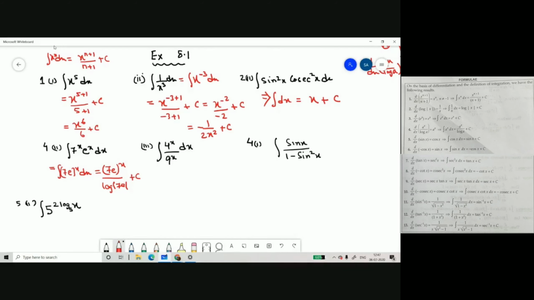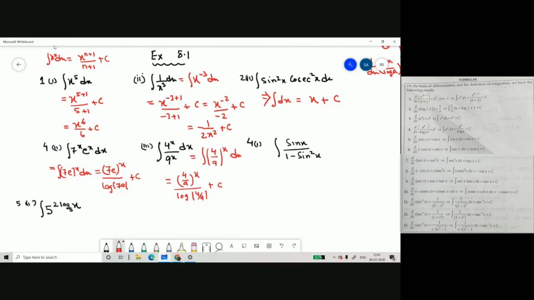Now look at 4 part 3. Can I write this as integration of 4 to the power x by 9 to the power x? Can I write 4 by 9 to the power x dx? Again, this is in the form of integration of a to the power x dx, which is a to the power x by log a plus c. Am I clear?